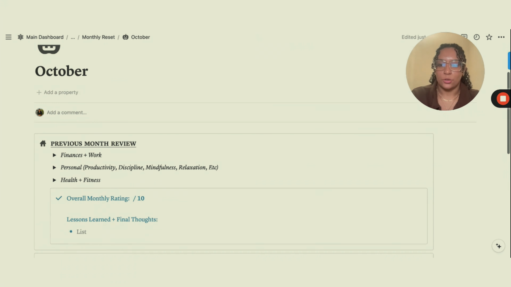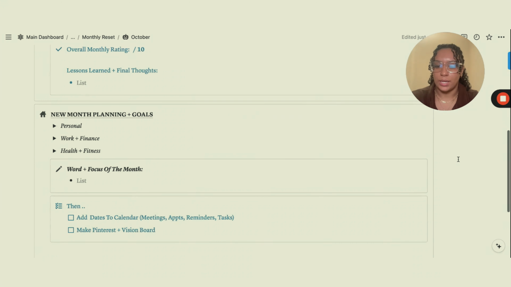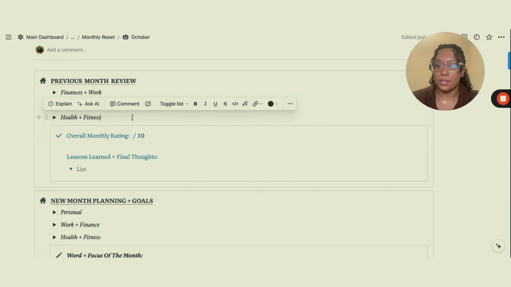Okay, so here's our October monthly reset dashboard. As you can see, it's broken down into 2 separate sections: previous month review and new month planning and goals. So under each section, you've got 3 separate sections: one for finance and work, next personal, aka productivity, discipline, mindfulness, relaxation, etc., all of the things, and health and fitness.